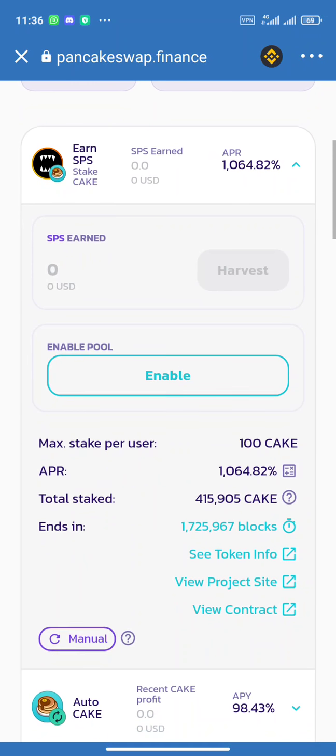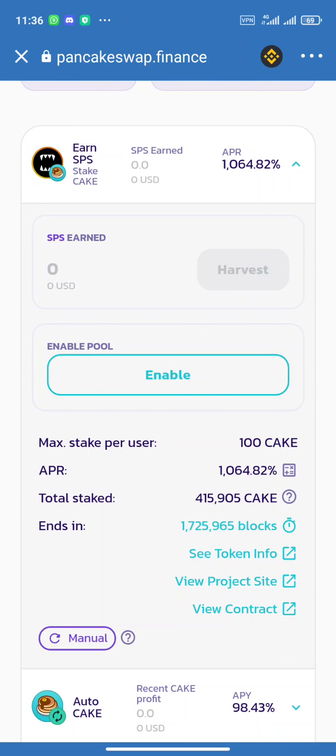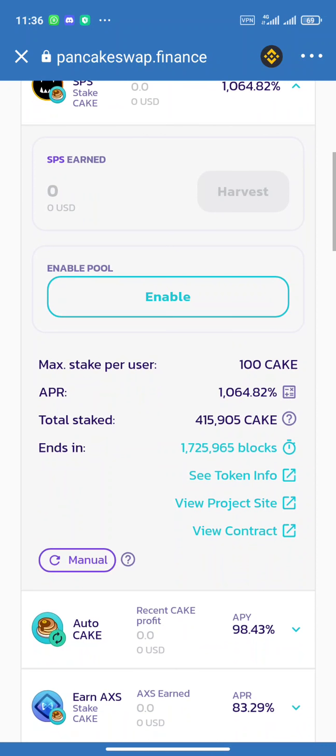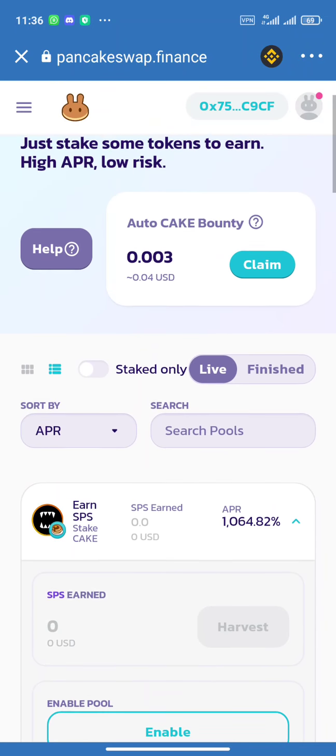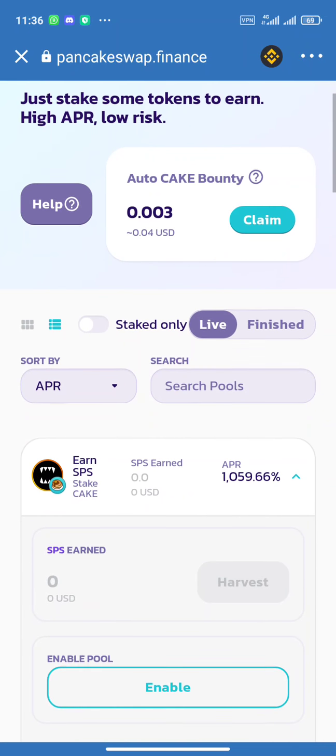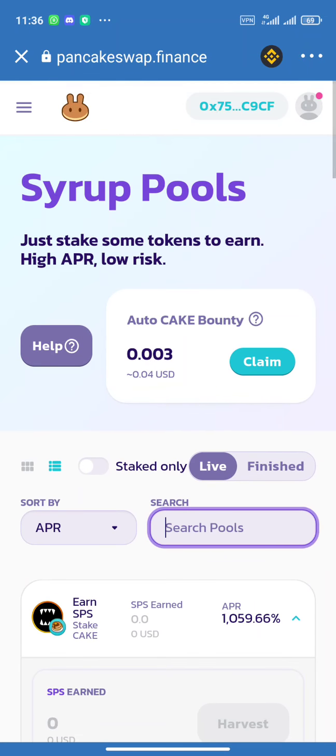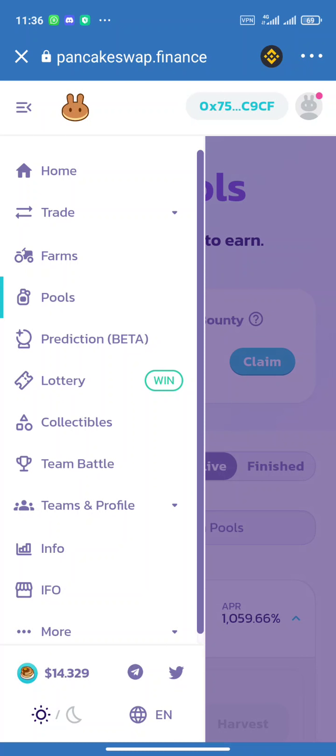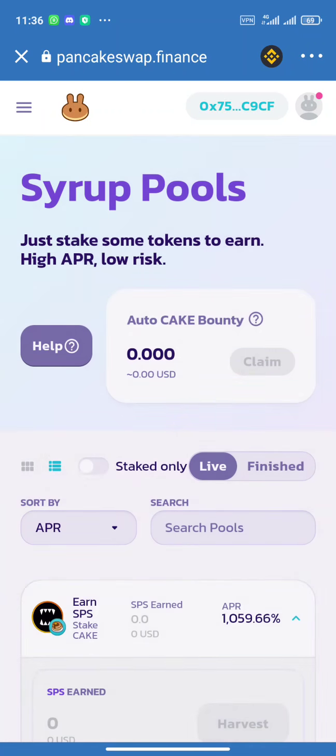So you click on the small boxes on your phone, and it takes you to those listed exchanges. You click on Pancakeswap, or you type in Pancakeswap on the browser. It takes you to pancakeswap.finance, and you simply go to the left hand tab, and you go under pools, and then you will be here.